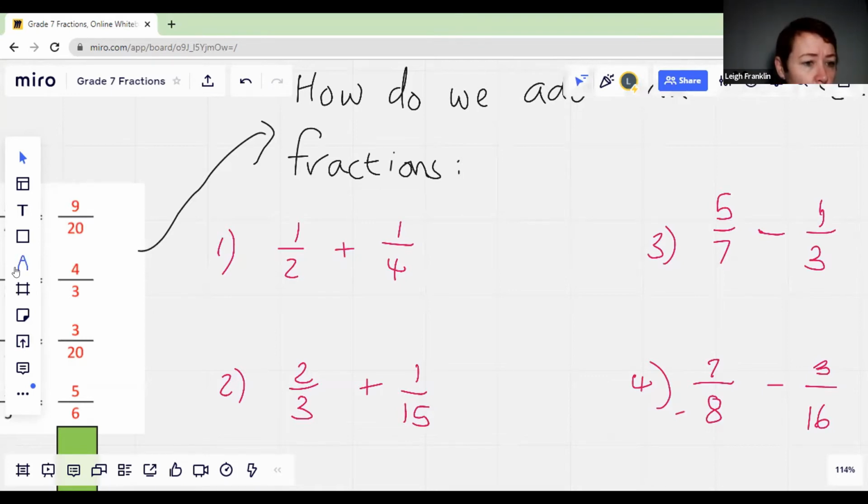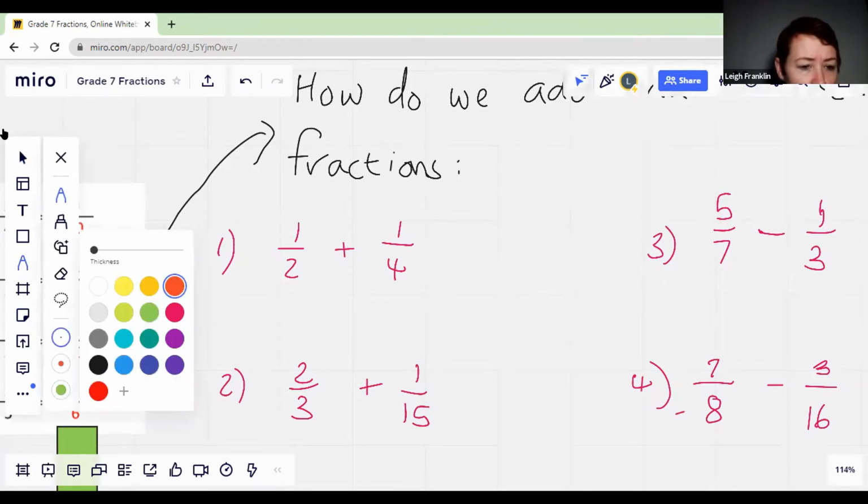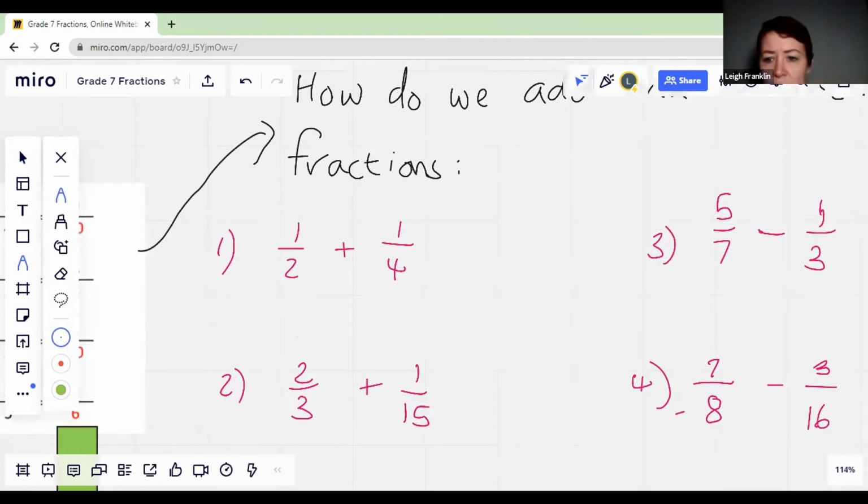So what we're going to do is this. Sorry, let me just move the chat out the way and get a pen. Okay, the first thing that we look at, grade 7s, is not the numbers. The first thing that we look at always is the operation. So check to see what the operation is and then decide on the correct method.